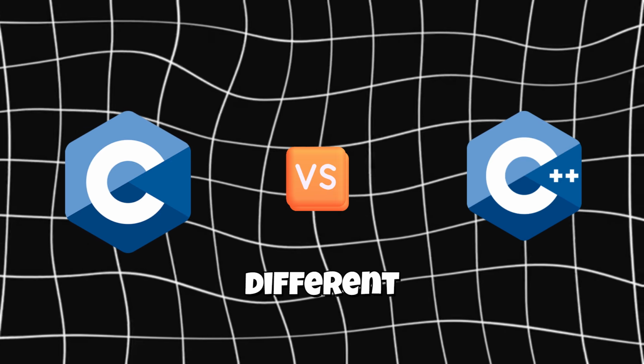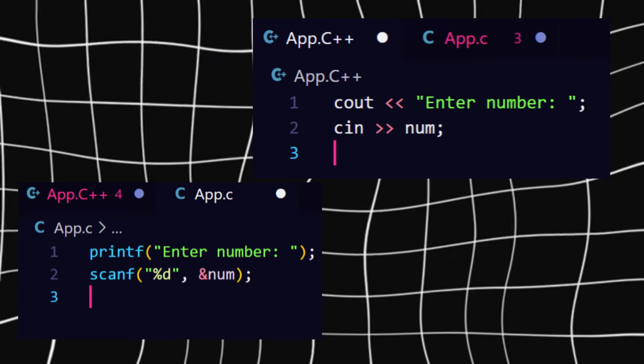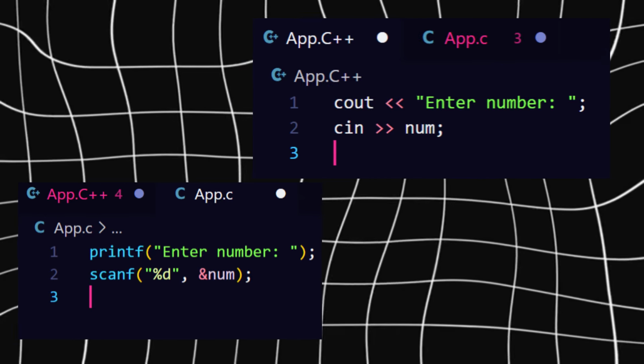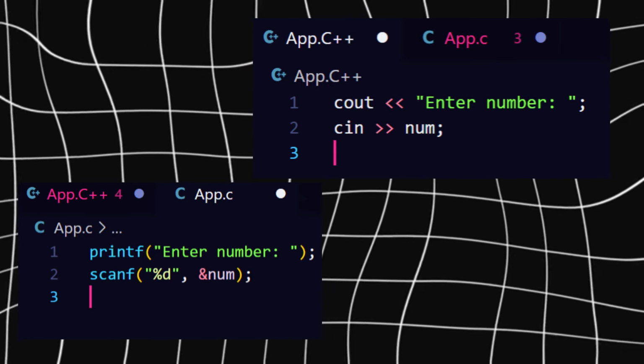Input and output. C uses the stdio.h library with printf and scanf for input and output. These functions are powerful but sometimes less safe. C++ uses iostream with cout and cin, which are type safe and easier to read. This makes code cleaner and more modern.